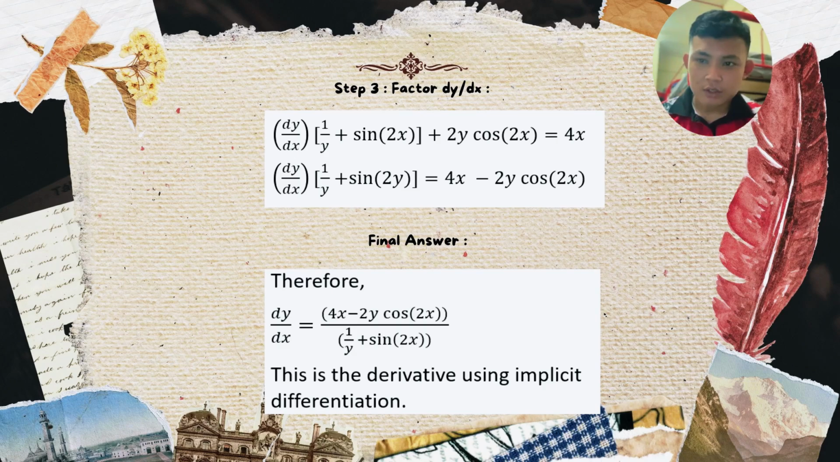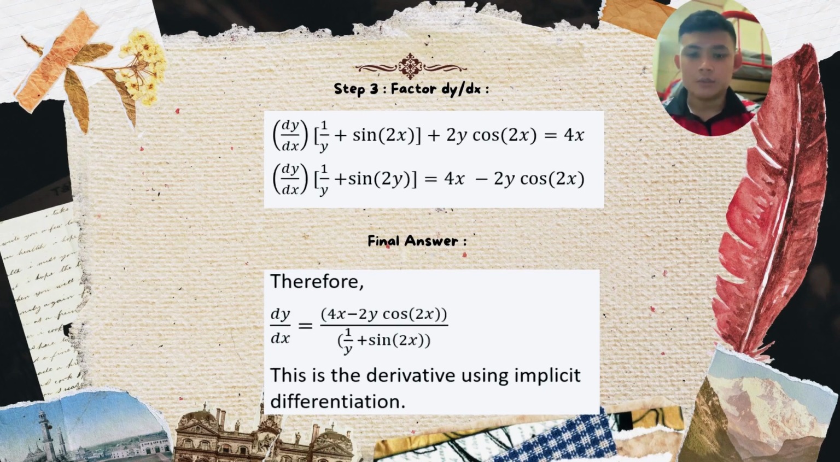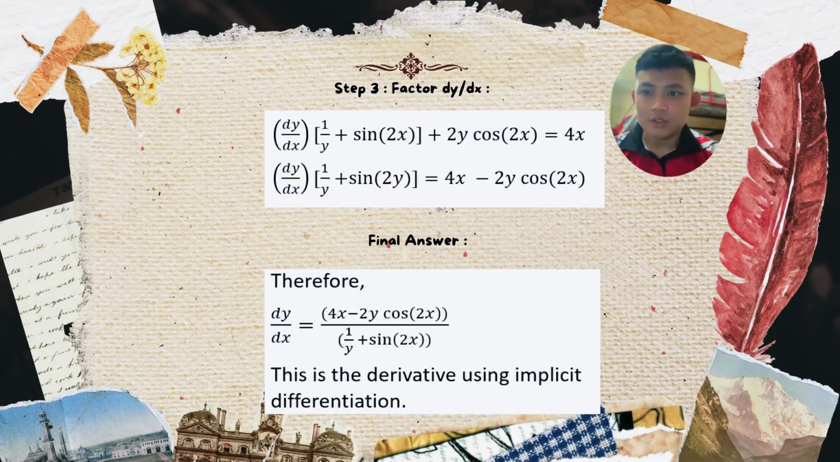dy over dx times (1 over y plus sin 2x) plus 2y cos 2x equal to 4x. dy over dx times (1 over y plus sin 2x) equal to 4x minus 2y cos 2x. Right. Then, lastly, the final answer is dy over dx equal to (4x minus 2y cos 2x) over (1 over y plus sin 2x). This is the derivative using implicit differentiation. That's all from me. Thank you.